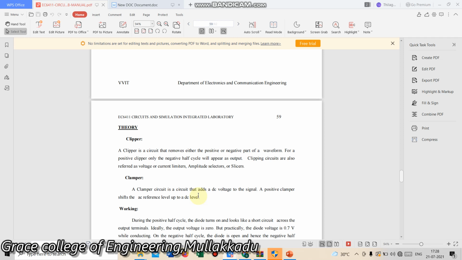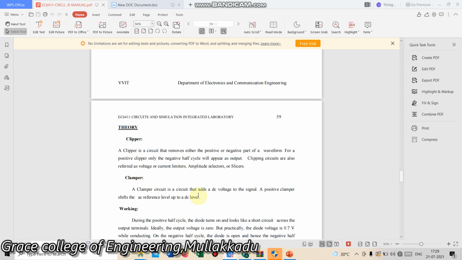A circuit that adds the DC voltage to a particular signal. A positive clamper shifts the AC reference value up to a DC signal. Suppose a 2 volt signal is plotted in the graph with the values of minus 2 volt and plus 2 volt at the positive side as well as the negative side.